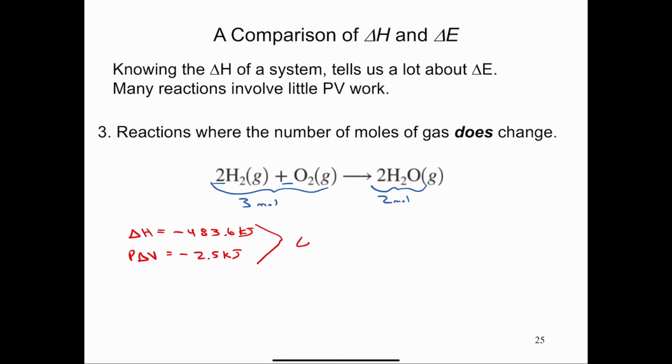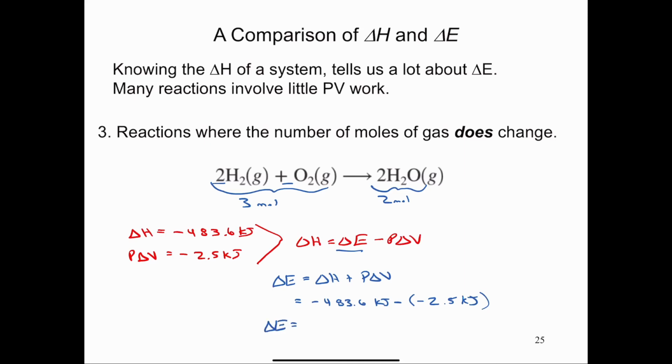So if I use my formula, delta H is equal to delta E minus P delta V, I can rearrange and solve for delta E. So my delta E is going to be equal to delta H plus P delta V. And when I plug those numbers into my equation, I get minus 483.6 kilojoules. Subtract negative 2.5 kilojoules.